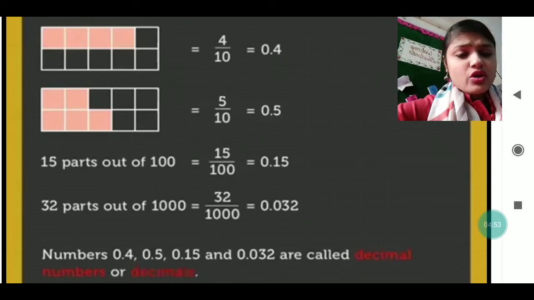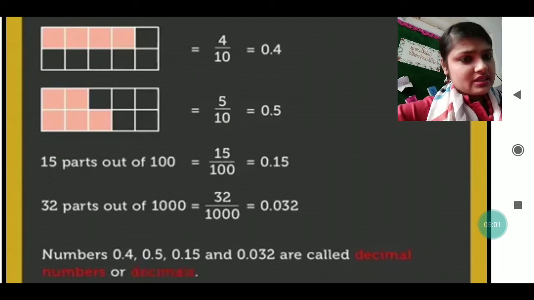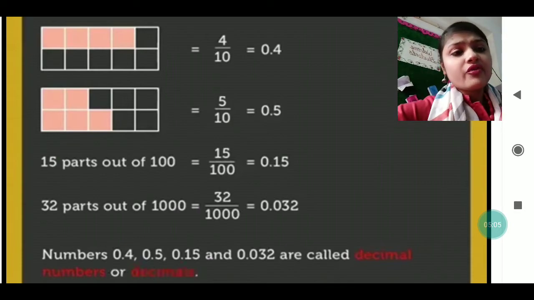Just see, the numbers 0.4, 0.5, 0.15 and 0.032 are decimal numbers, or decimals. They all are decimal numbers, but before that they were fractional numbers.